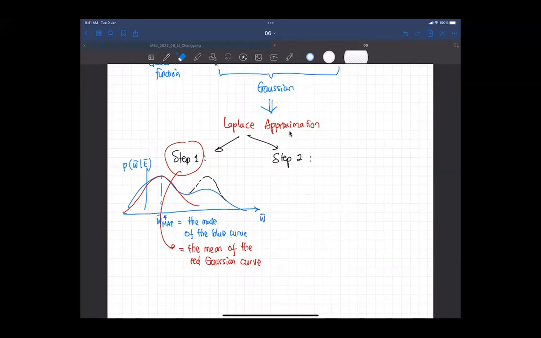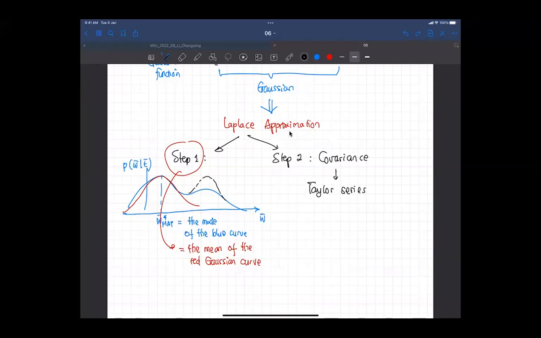Any other questions, anyone? Okay, so that's step one. Step two is to find the covariance. And we learned last week we can use Taylor series to do some analysis. So we use the Taylor series to do some analysis.